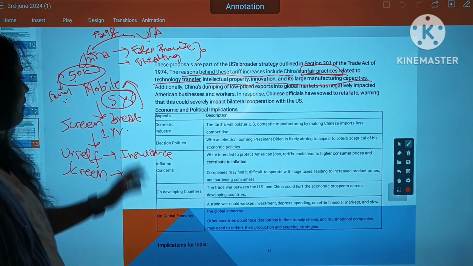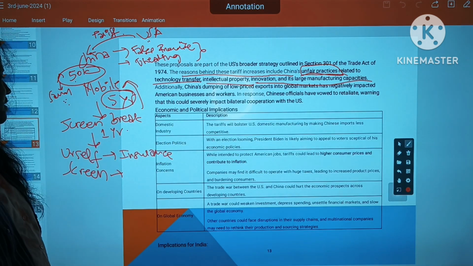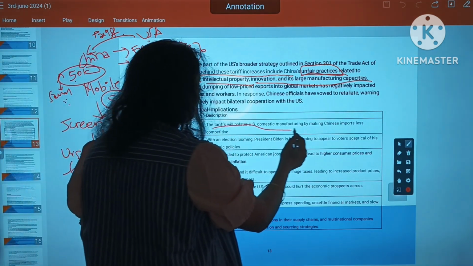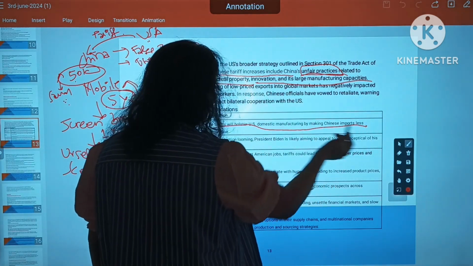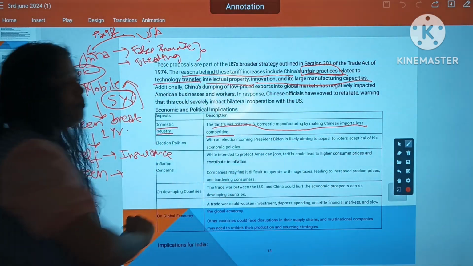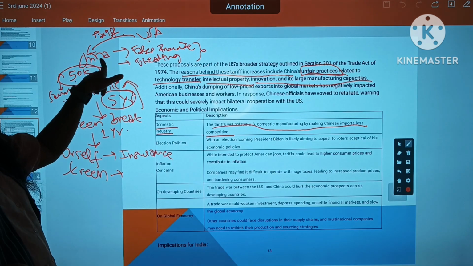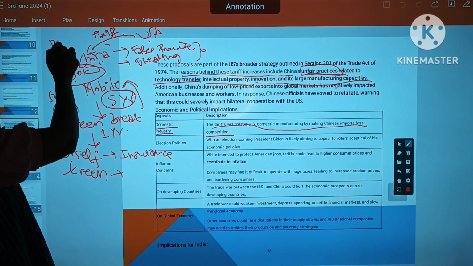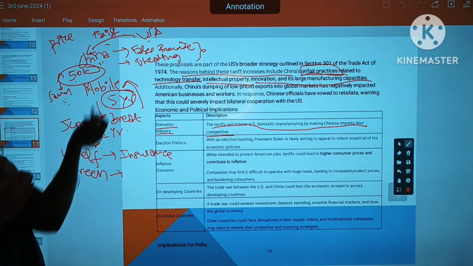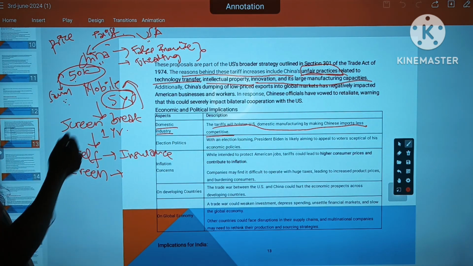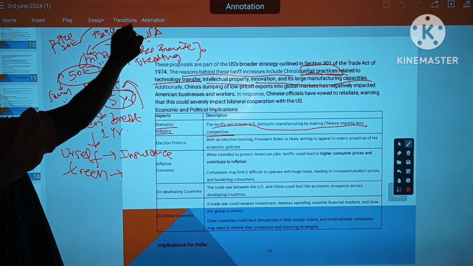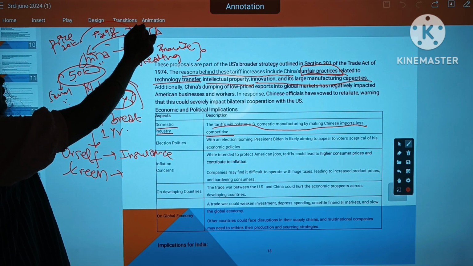But what are the implications of this? The domestic industry will be affected. The tariff will bolster US domestic manufacturing by making Chinese imports less competitive. So what does China have to do to cover this tariff? It has to reduce the price of the goods. Suppose, in the example of a mobile phone, it is 10k in China. After reaching the USA with the tariff, it will become 18k.